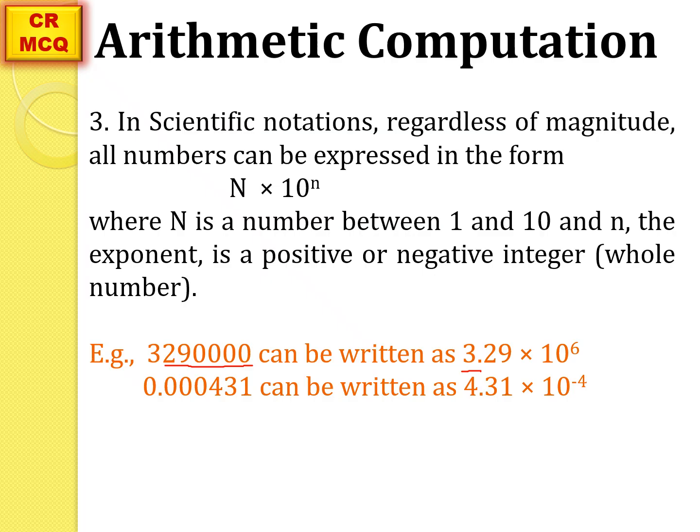In the second case, the decimal is before the non-zero digits. So you write the decimal after the first non-zero digit, and you count how many digits are before the place where you put the decimal. For example, you place the decimal after 4. Before this 4 there are a total of 4 digits, so you raise the power by 4. Since the decimal was originally before that digit, you write this power as negative: 10 raised to power minus 4.